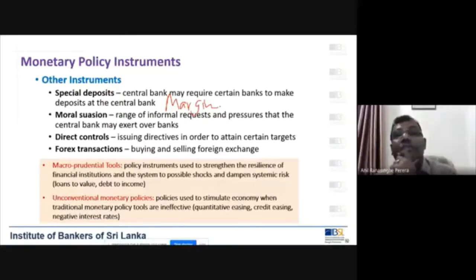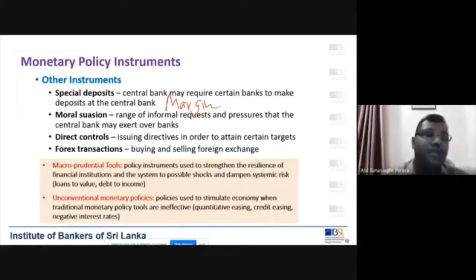Moral suasion means the central bank can call, advise and have meetings with the banks to tell them in a nice way, or to influence them in a nice way, without taking a hard decision. Direct control means the central bank can issue directives in order to attain such and such targets. Now, in the last few days, you may have seen that to minimize the pressure on the exchange rate, the central bank has taken some direct controls.